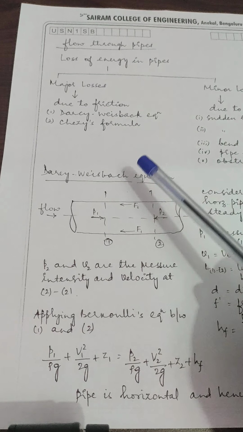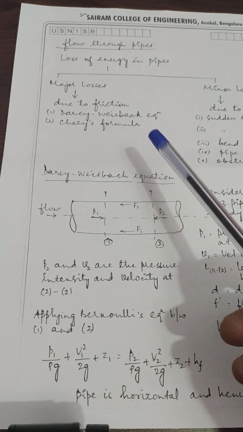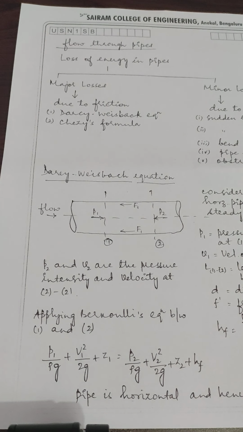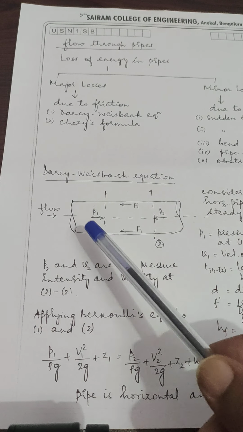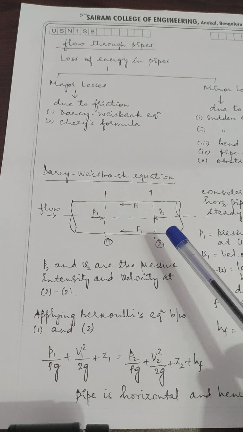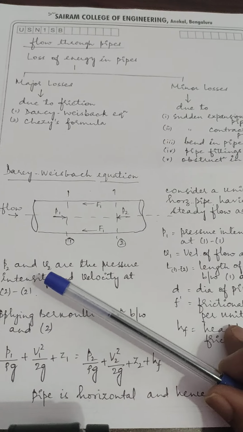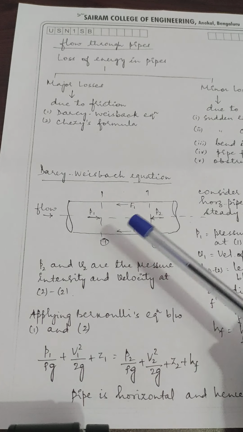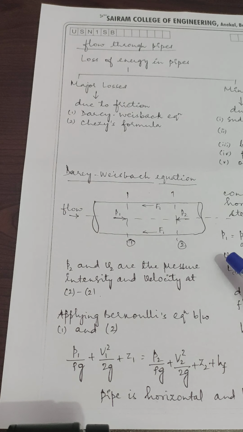So coming to major loss, that is due to friction. We have the derivation of the Darcy-Weisbach equation here. What we are doing here is considering a uniform horizontal pipe, in the sense the diameter of the pipe is the same throughout. So there is no change in the diameter, that is there is no expansion or contraction. We are considering a horizontal pipe having steady flow as shown in the figure.